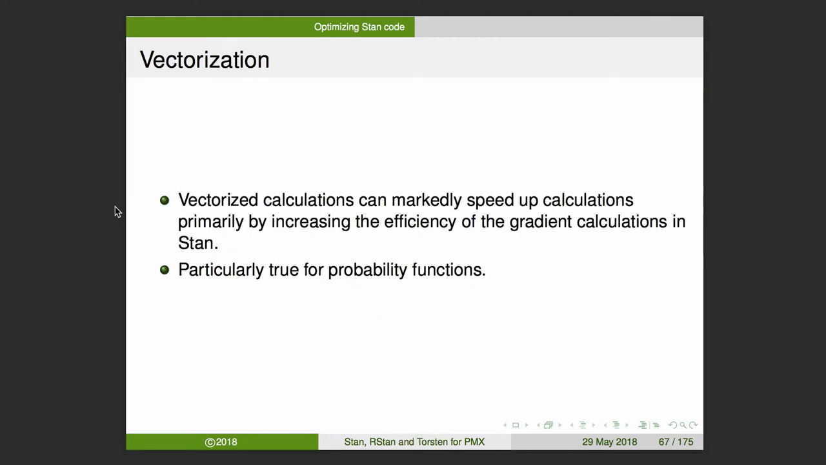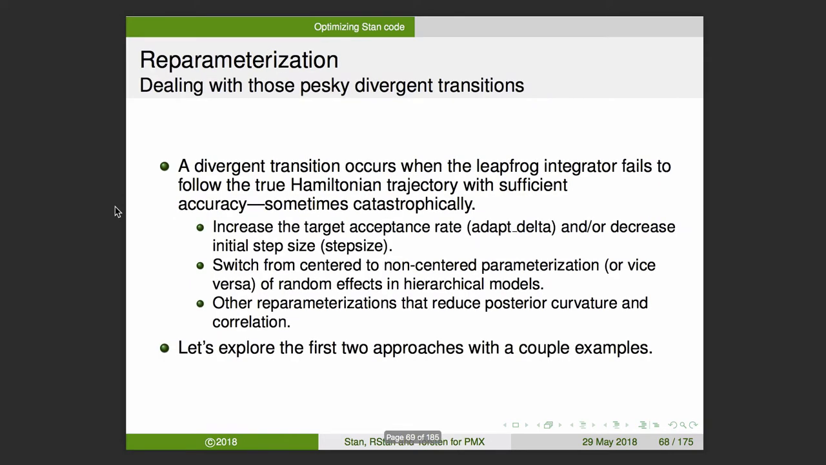Okay, let's see, I think I've said this already. Vectorized calculations can speed up calculations, particularly for probability functions. Reparameterization is the main strategy. There are two strategies we're going to look at for dealing with the pesky divergent transitions. I'll reiterate the comment I've hit on already: it occurs when the leapfrog integrator fails.